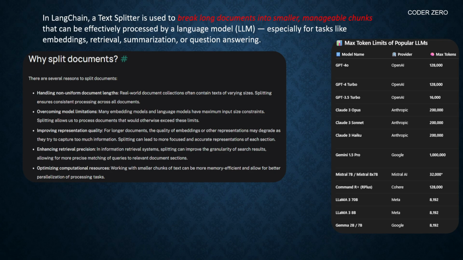So why do we need text splitter here? Why do we need to split larger documents into smaller chunks? If you look here, you can see we have a max token limit for all of these models. That means input to these models must be less than this max token limit. This is one reason why we need to split our documents into smaller chunks, so that our input would be less than this max token limit.